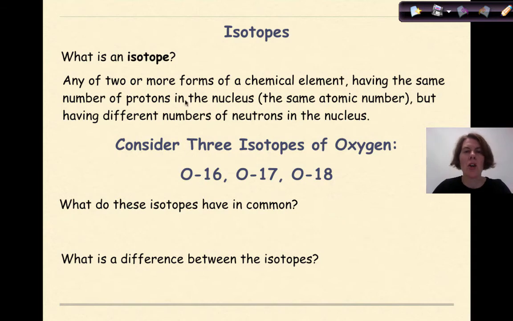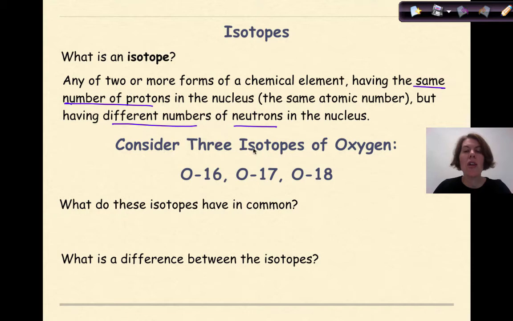Now let's talk about isotopes. What is an isotope? Any of two or more forms of a chemical element that have the same number of protons in the nucleus, in other words, the same atomic number, but having different numbers of neutrons in the nucleus.